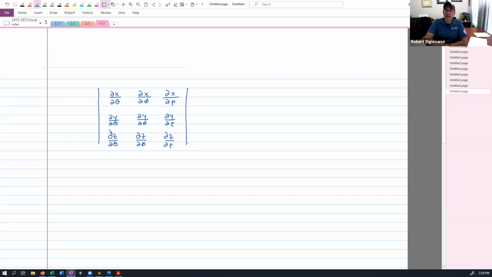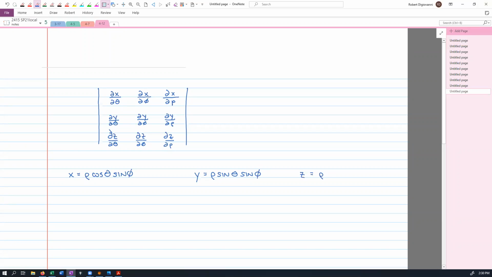Now, I'm not going to write down what this determinant is right now. What I'm going to write down right now are our 3 conversions. So X got converted to rho cosine theta sine phi, right? Y got changed over to rho sine theta sine phi, right? And what did Z get changed over to? Rho cosine phi. I'm sorry, phi.